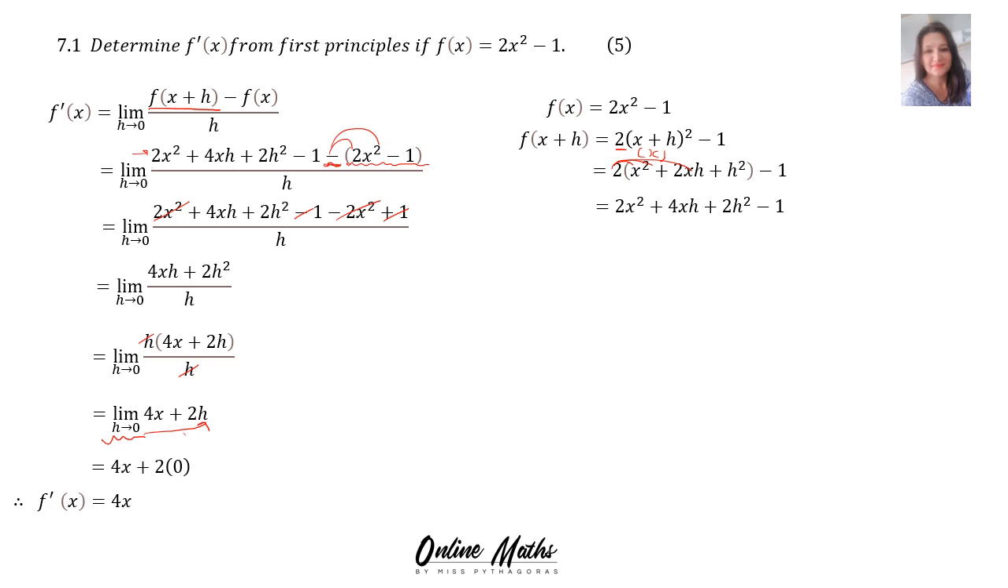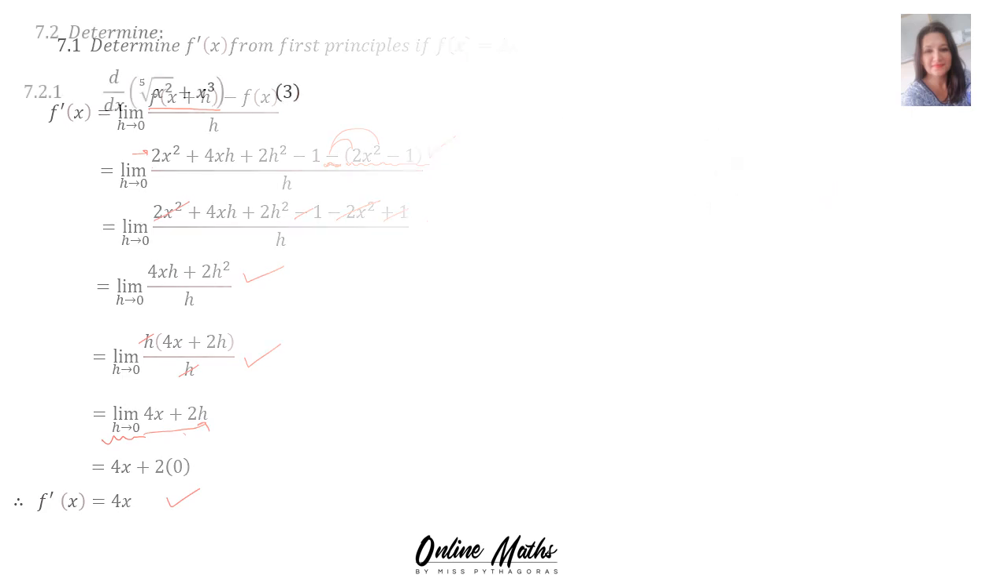And then where's the marks? The marks are here where you did your f of x plus h. In this step over there where you ended with 4xh plus 2h squared over h, and then also your substitution, the substitution was there. Here where you factorized by taking out h as a common factor, and then the final answer.